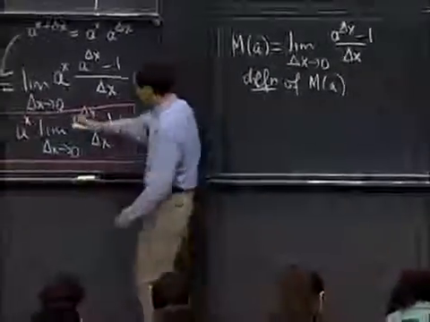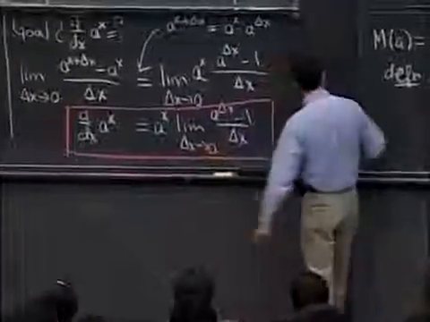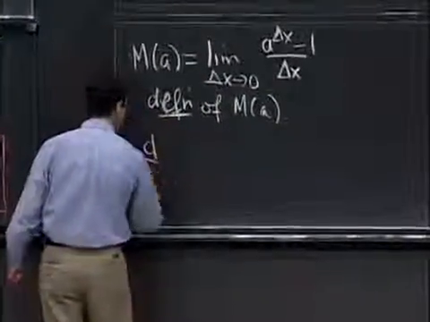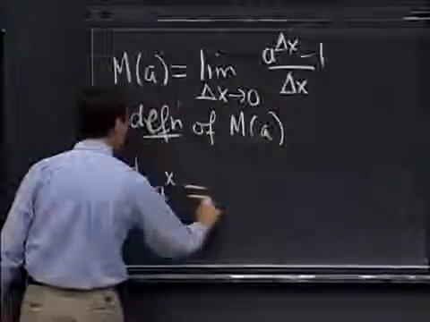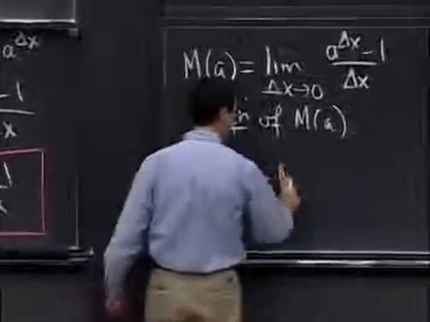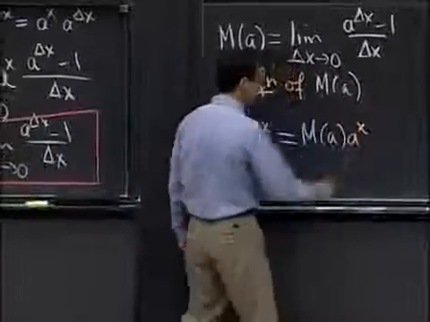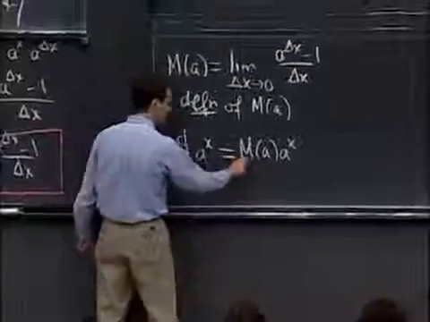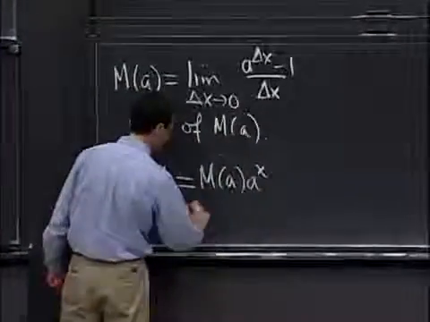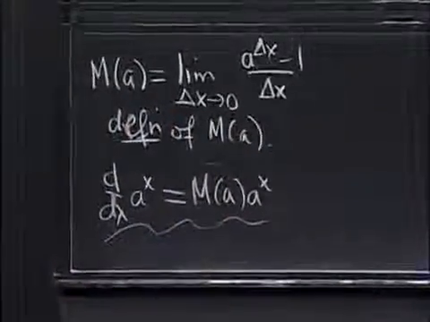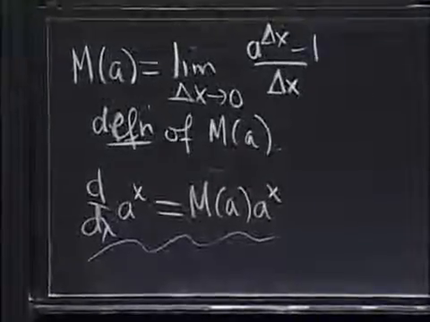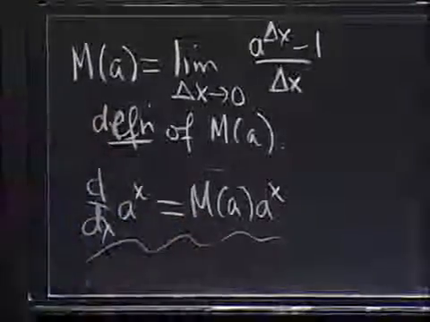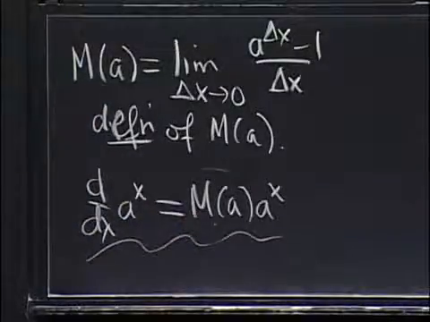First of all, let's rewrite the expression in the box using this shorthand for this number. It says d by dx of a to the x is equal to this factor, which is m of a, times a to the x. So the derivative of the exponential is this mystery number times a to the x. So we've almost solved the problem of finding the derivative of a to the x. We just have to figure out this one number, m of a, and we get the rest.